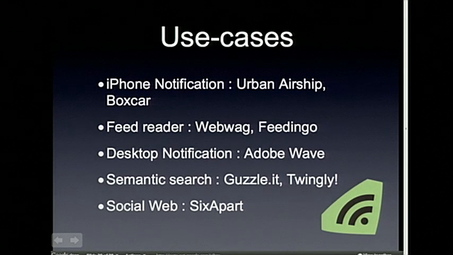We have desktop notification. So your desktop application would subscribe to Superfeedr to get updates and then ping you on the desktop. Adobe made a product called Wave last year that does this. We also have a few semantic search customers where basically they need to have a lot of data. Rather than spending time gathering it, we just do that for them, push it to them, and then they do their magic. Guzzle.it and Twingly are a good example.